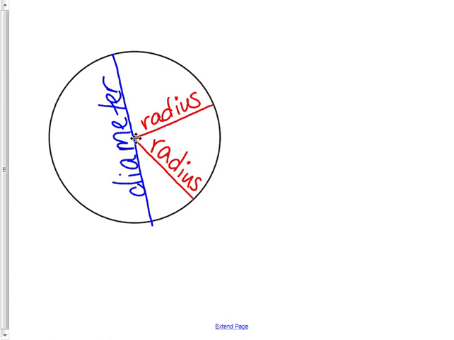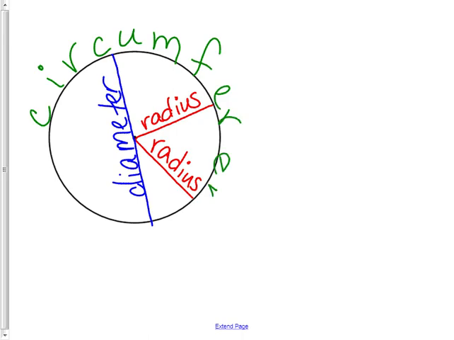Another word we need to know about circles is the word circumference. The circumference of the circle is the distance all the way around the outside. Oops, upside down E there. It's the distance all around the outside. So there's a way to find the circumference of a circle because obviously a ruler doesn't work really well on that. So it's kind of hard to measure if we don't have a way to find it.